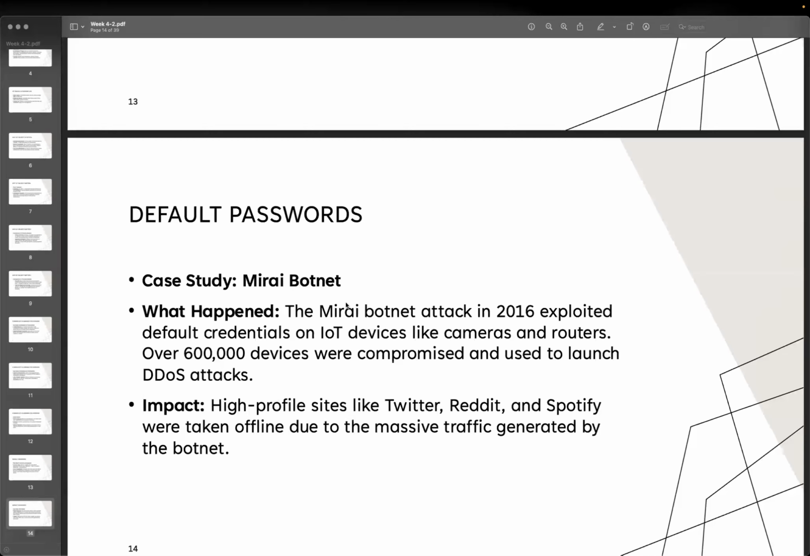And then the Mirai botnet, this one attacked in 2016. It exploited default credentials on IoT devices like cameras and routers. Over 60,000 devices were compromised and then used to launch a DDoS attack. It caused a serious problem, and some hypothesize that Twitter, Reddit or Spotify were taken offline due to the massive traffic generated by the botnet.